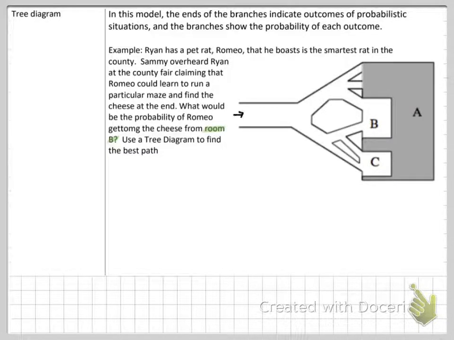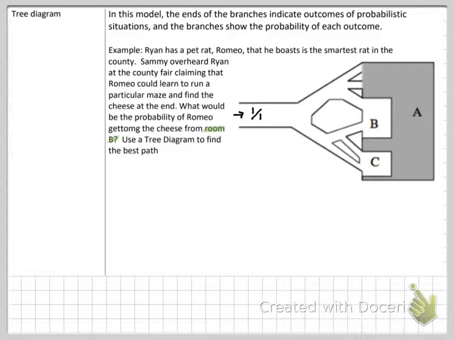Here we come in. There is one pathway for us to choose from, and we've only got one way to go. So that single path right down the middle represents 100% probability of where we're going, assuming we're not turning around.